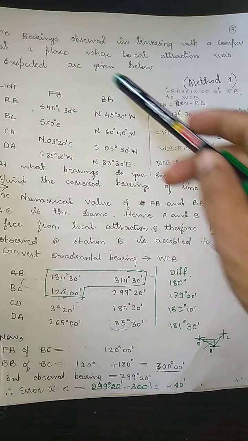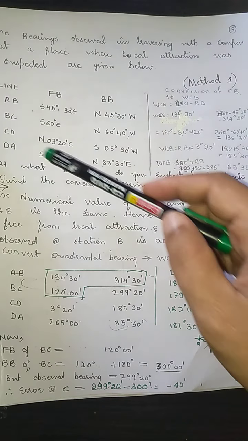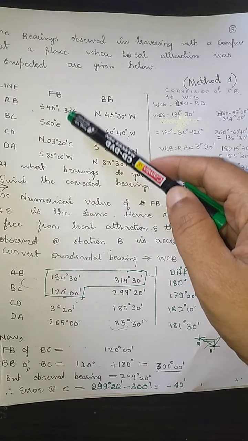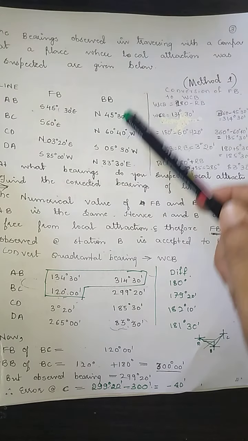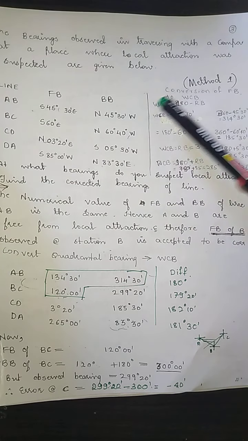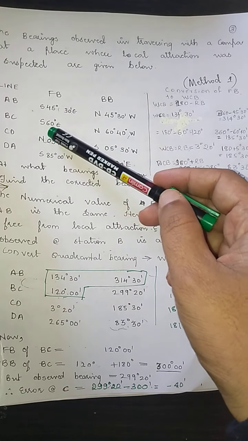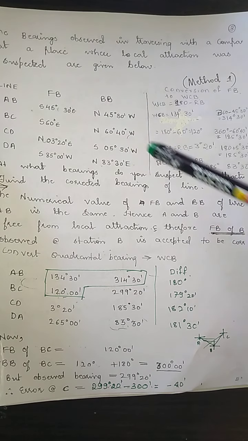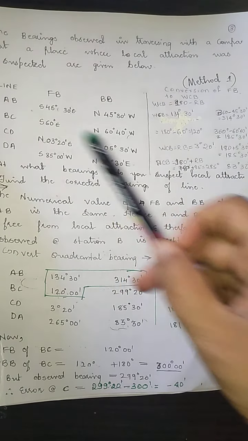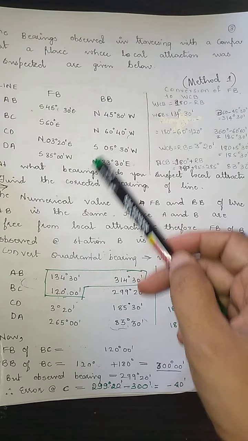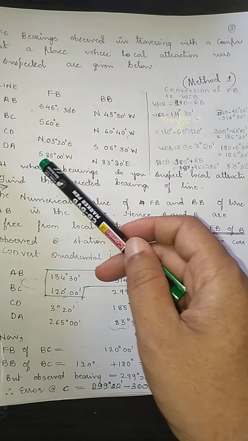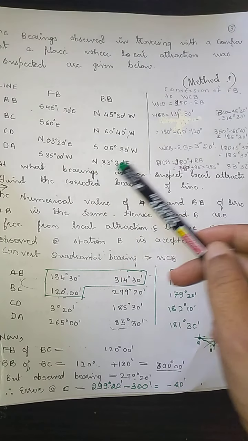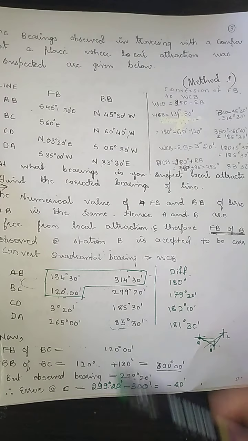So in this problem, they have given the bearings in the quadrantal bearing system. Fore bearing is south 45 degree 30 minutes east, and back bearing for the line AB is north 45 degree 30 minutes west. For BC, it is south 60 degree east, and north 60 degree 40 minutes west. CD is north 3 degree 20 minutes east, and south 5 degree 30 minutes west. And here the south is 85 degree west, and the north is 83 degree 30 minutes east.